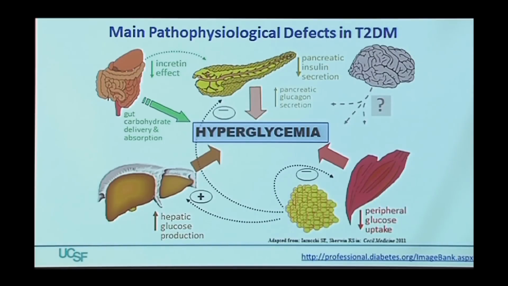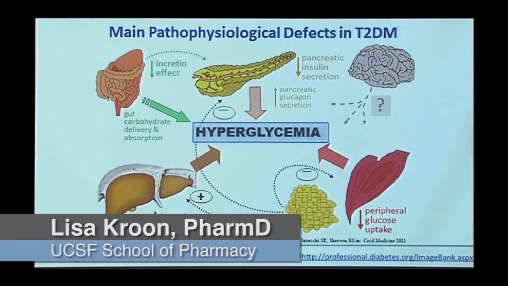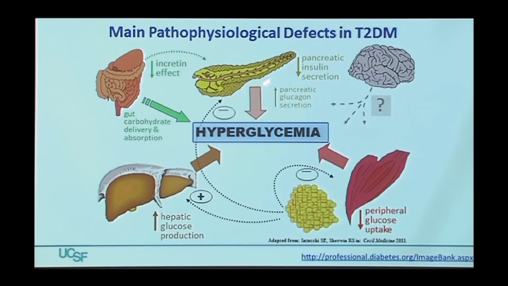Now, this just shows us the major areas in the body, or what we call pathophysiological defects, that contribute to high sugar in the blood, which is called hyperglycemia. So the pancreas is the organ in the body that makes insulin. And in type 2 diabetes, and this is shown right here, the pancreas is still making insulin, it's just not enough. We have what we call a relative lack of insulin in the body. We also have a condition going on called insulin resistance.